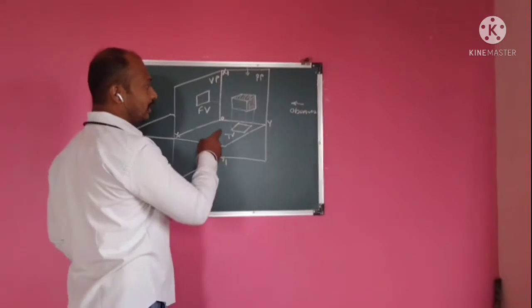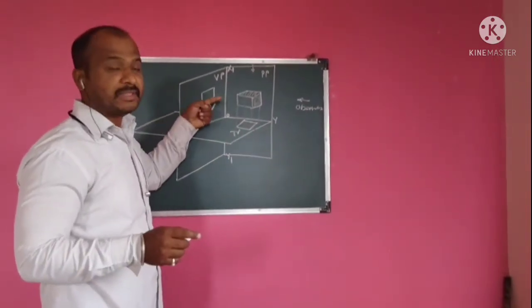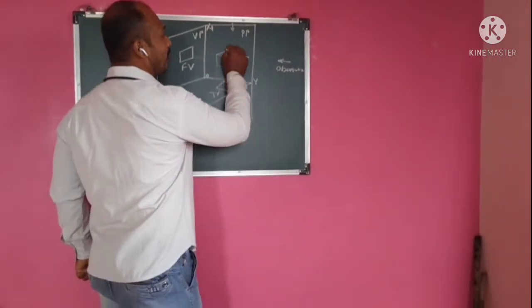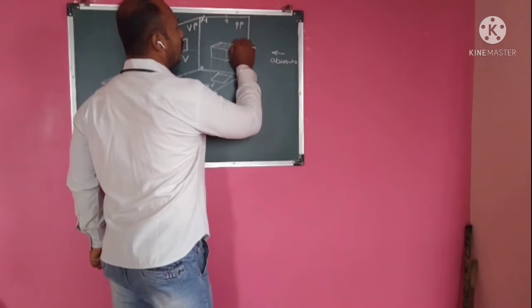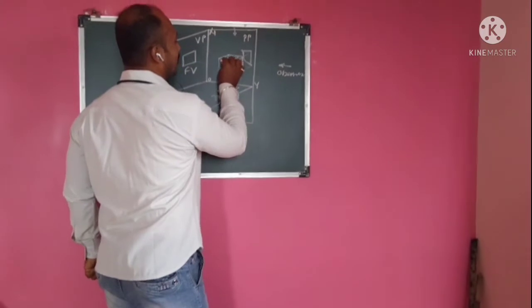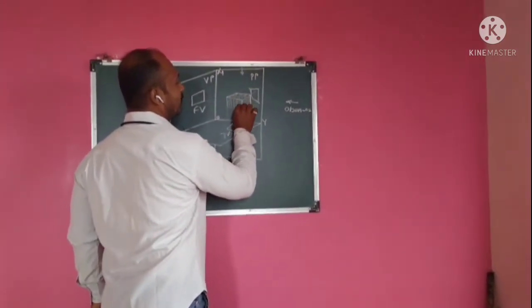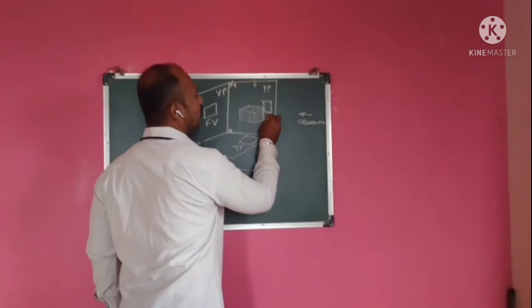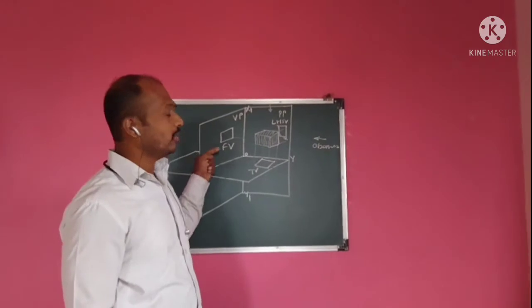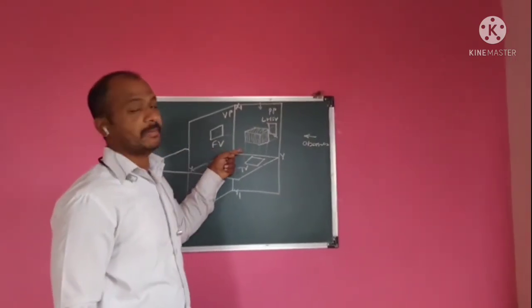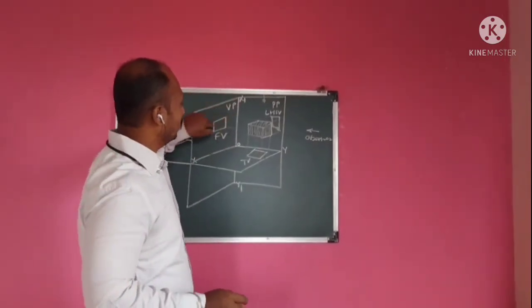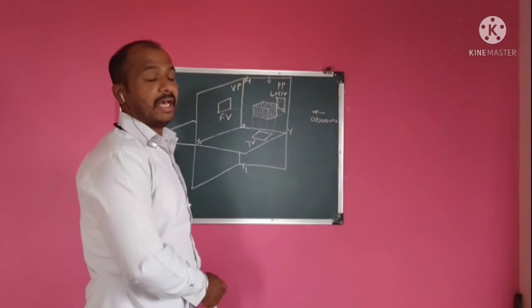And when the observer is looking from the left side, the left hand side view will appear on this PP like this. This is the side view of this object. This side view is the LHSV, that is the left hand side view, because we draw this by looking from the left side. So this is the left hand side view. This is the front view, top view, and LHSV.